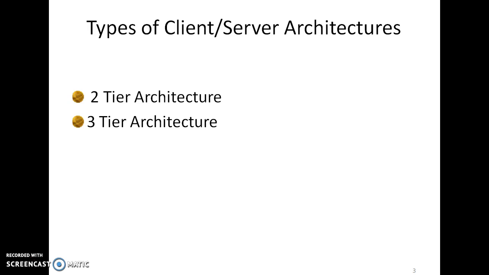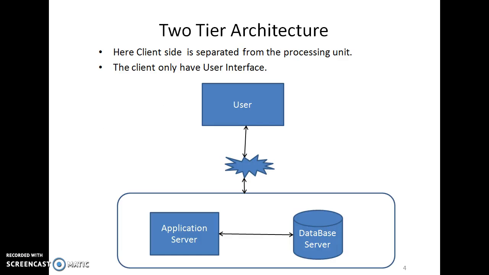Types of client server architecture. There are basically two kinds of client server architecture: two-tier architecture and three-tier architecture. The two-tier architecture is displayed in the following figure. Here the client side is separated from the processing unit, and the client has only a user interface. As you see in the figure, the user, meaning the client, has only the user interface. It sends a request.